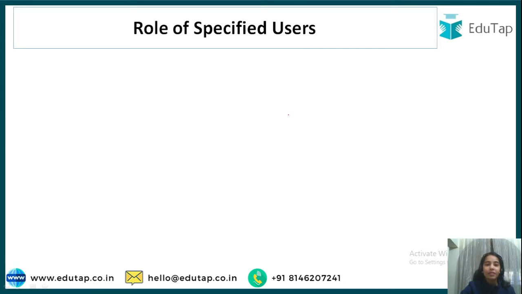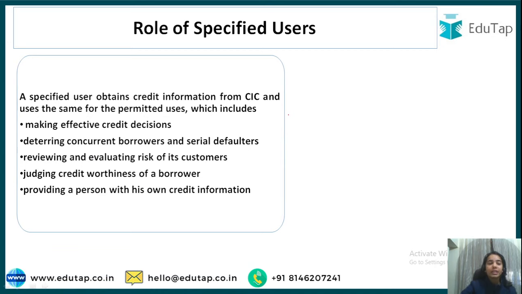So we will see the role of specified users, and then we will see the eligibility criteria. The role: the specified users obtain credit information. Okay, so they are obtaining the credit information from the CIC, that is the credit information companies, and use the same for the permitted uses. Okay, what are these uses? The data helps in making effective credit decisions, because they know the creditworthiness of this person or this company, whether it has taken a loan before or not, and if it has taken one, whether it has repaid on time or not. So that is making effective credit decisions.